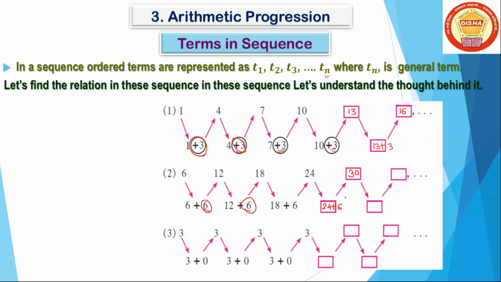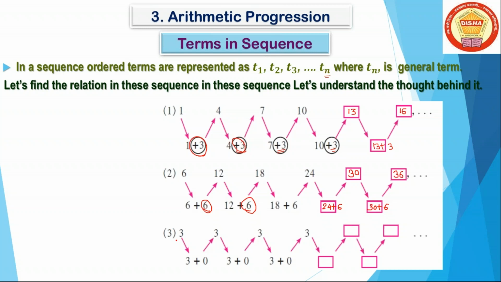Then again we have to add. What is that property? In the previous stage, we see that 6 is added to each and every term present in the sequence. The next term is 30. In that 30, again we add 6. Okay. The next term is 36. So the sequence formed is 6, 12, 18, 24, 30, 36 and so on.